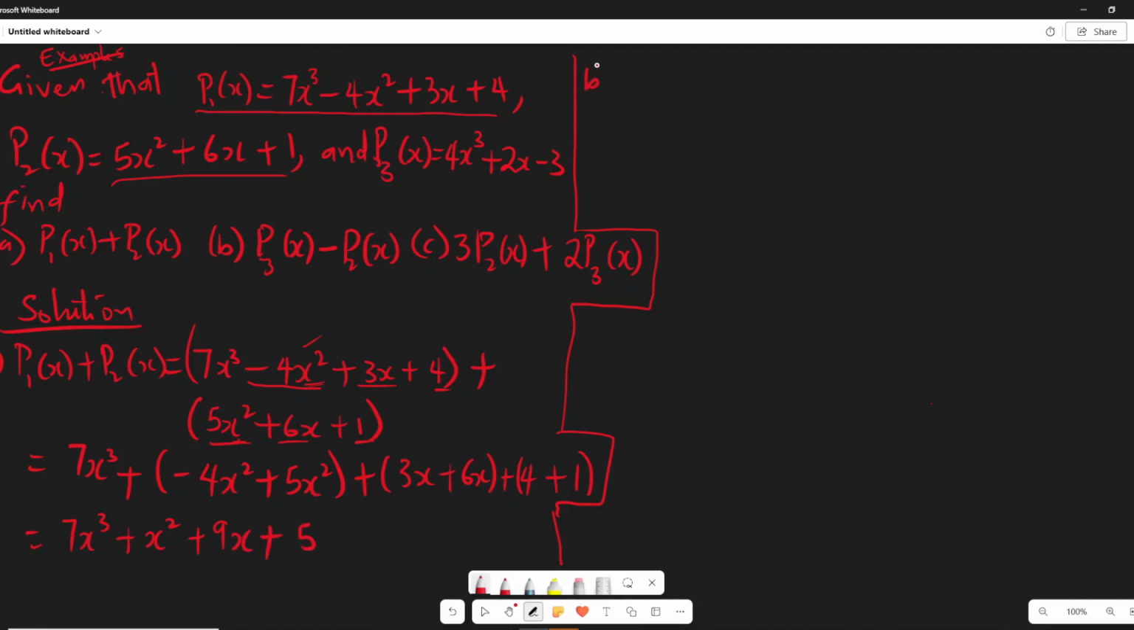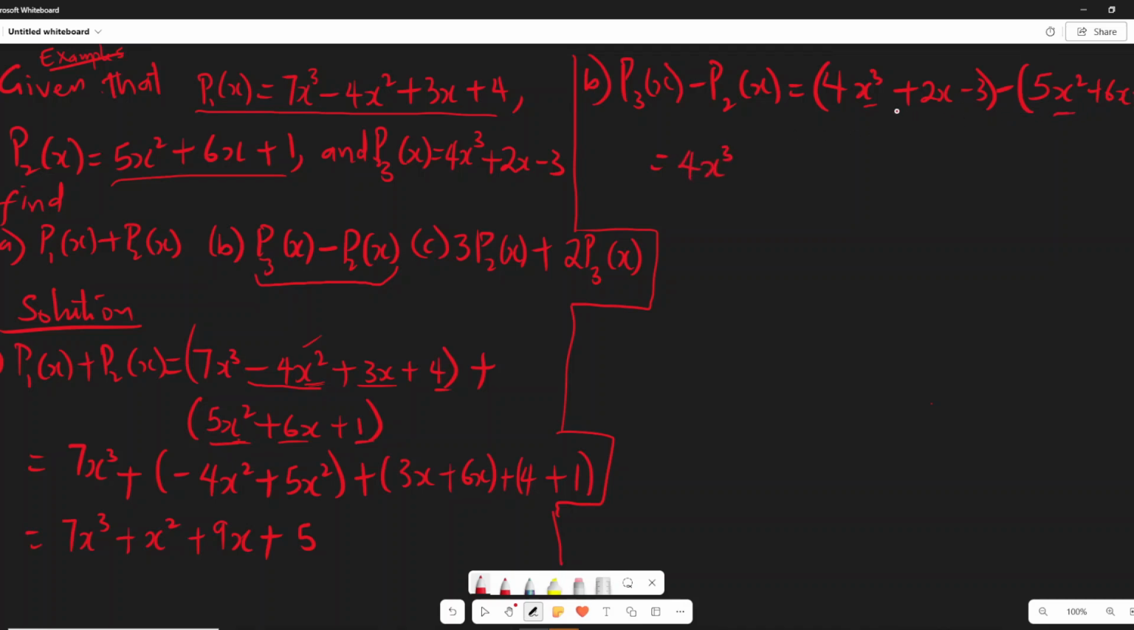That is A. Now let's go to B. B says the third polynomial minus the second polynomial. P3 of x minus P2 of x is the same thing as 4x cubed, please put that in a bracket, plus 2x minus 3, minus the second polynomial, 5x squared plus 6x plus 1. As we did in the first example, we're going to do it here. Take the like terms. X cubed doesn't have a like term here, so we just write 4x cubed.